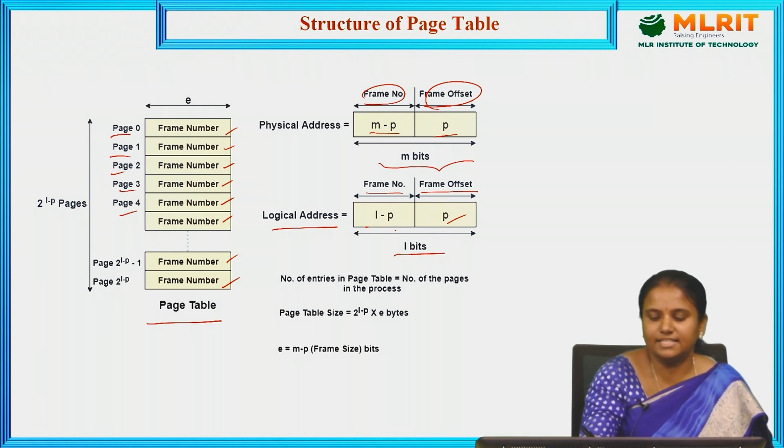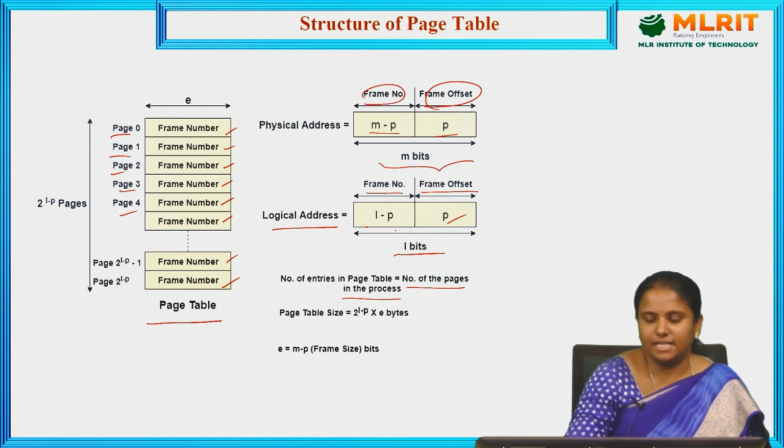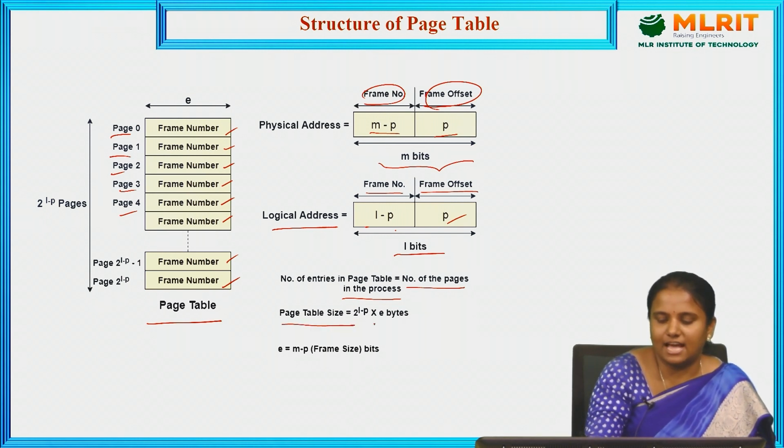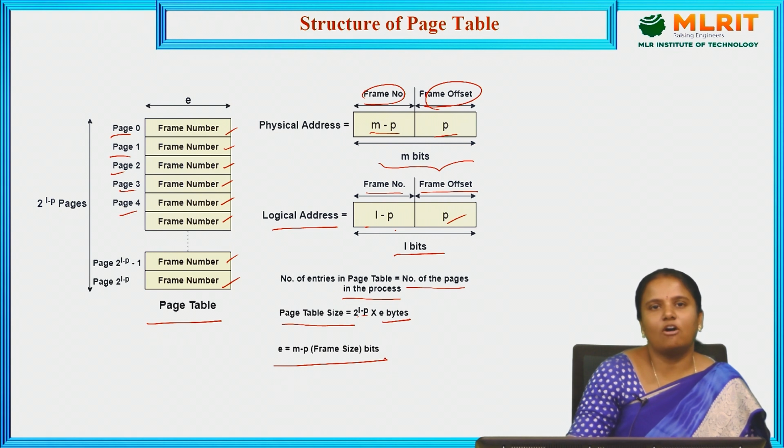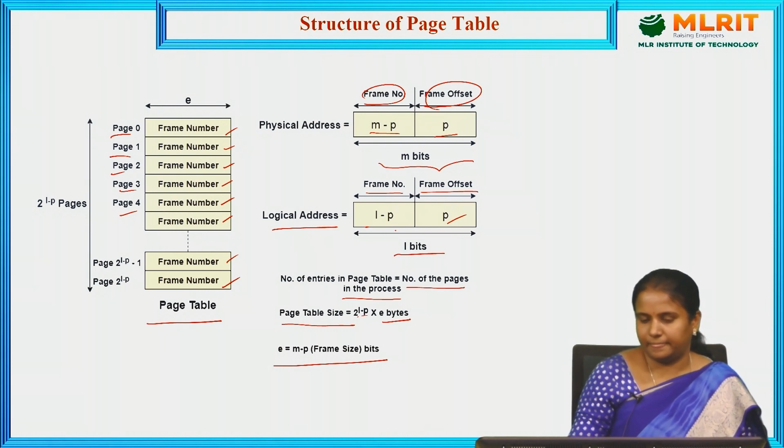The number of entries in the page table equals the number of pages in each process. So, entries of the page table equal the number of pages in the process. So, page table size is 2 to the power of L minus P, multiplied by E bytes. Here, E is equal to M minus P, the frame size in bits. This is how we map using the page table, page number, frame number and frame offset, and how we map the physical address and logical address.